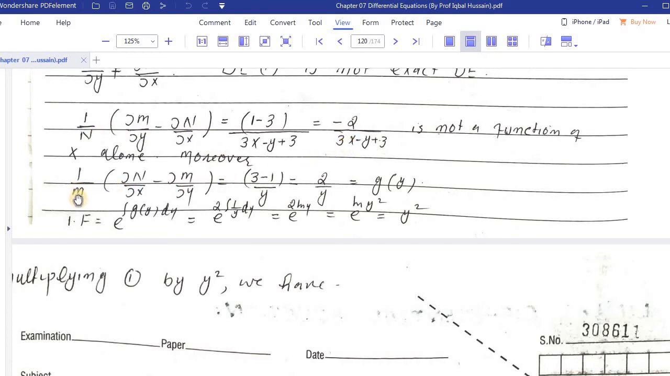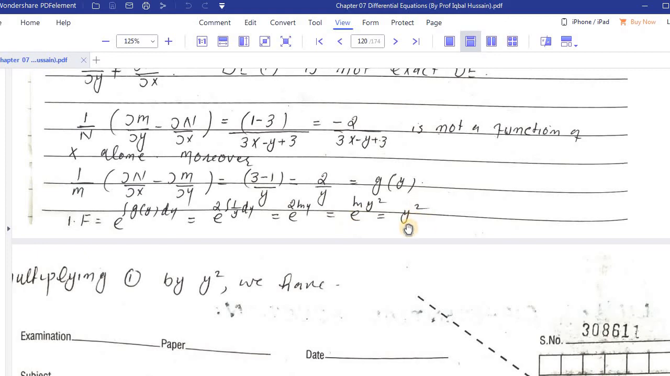Now we take the fourth rule, putting the values here. We have a function of y alone, so the integrating factor will be equal to e raised to integral g of y dy. Putting the value 2 divided by y as the value of g, the integral of 1 over y is log y, so we get e power log of y square. The e and log will cancel, and we get y square. This y square is the integrating factor.